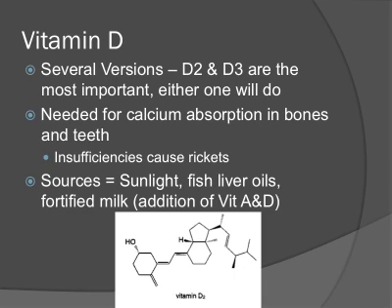Vitamin D actually has two versions. There is D2 and D3, and these are the most important. However, either one will do. Your body can interchange them and use them how they're necessary. The reason that these are so important is because they are needed for calcium absorption in the bones and teeth. And so if you don't get enough vitamin D, your bones are not going to be able to absorb enough calcium, which can then lead to rickets, which is a disease in which your bones get very brittle and it's really easy to break them.